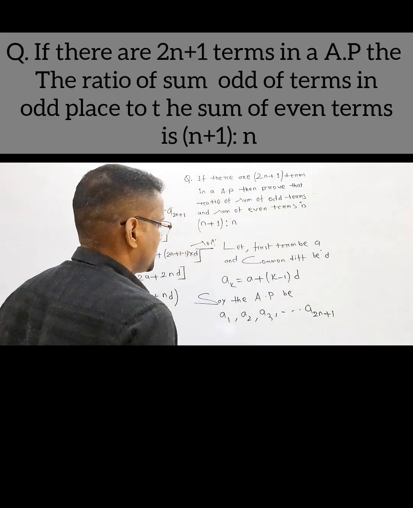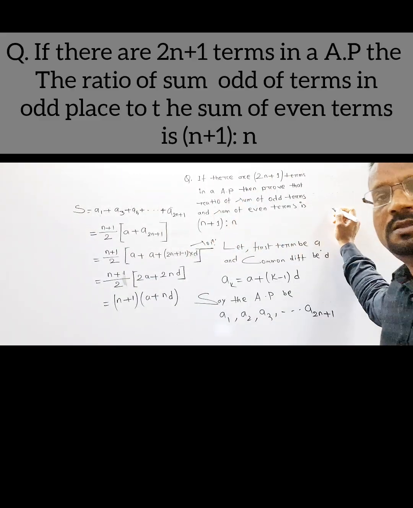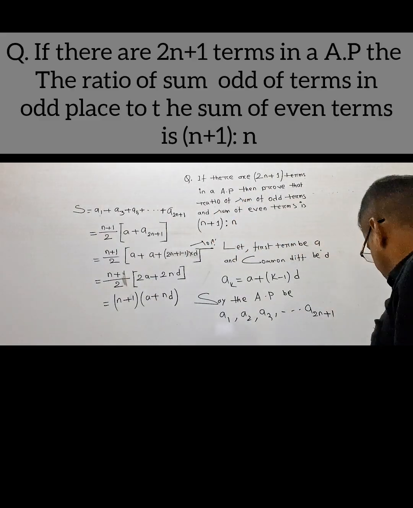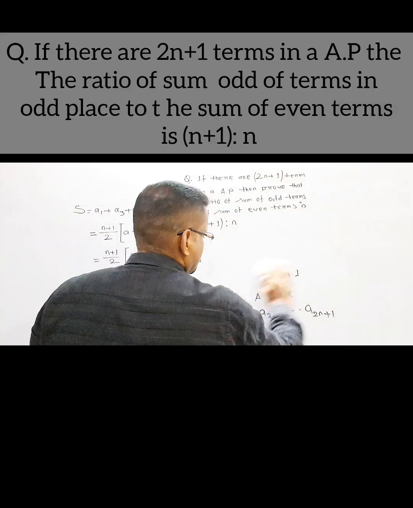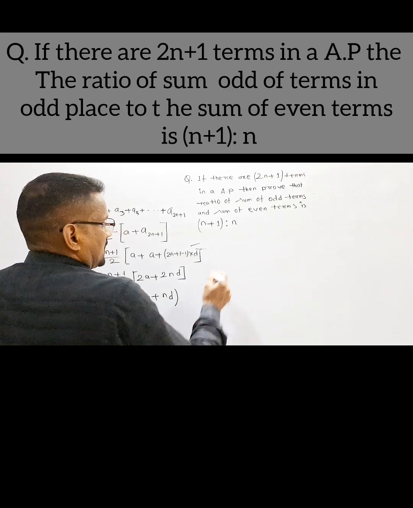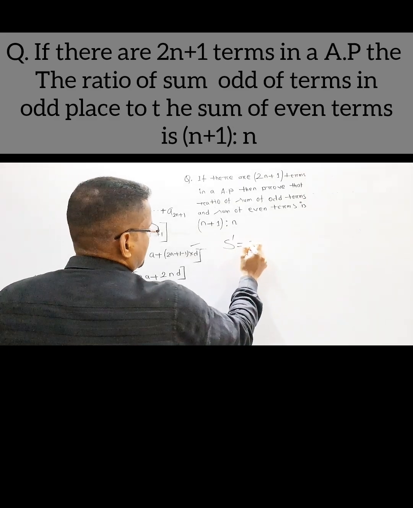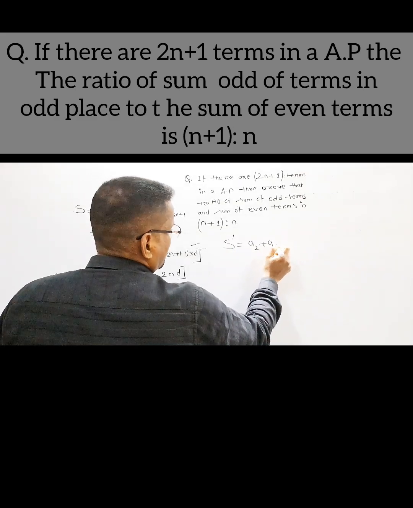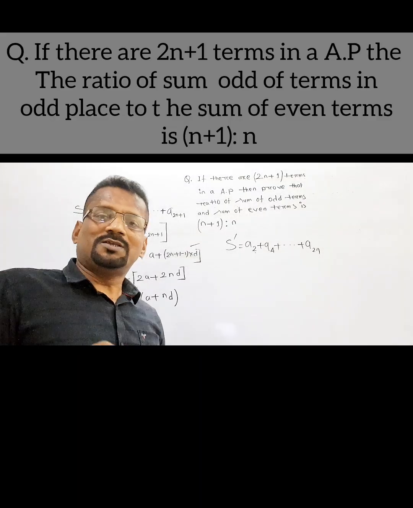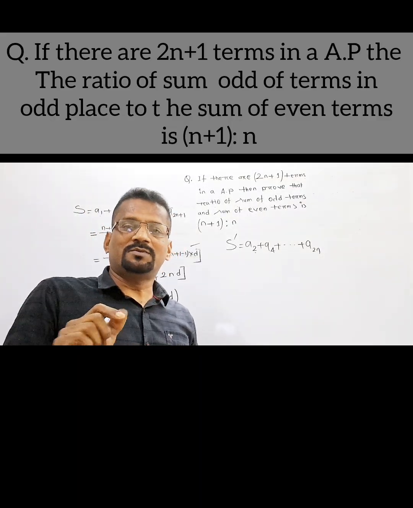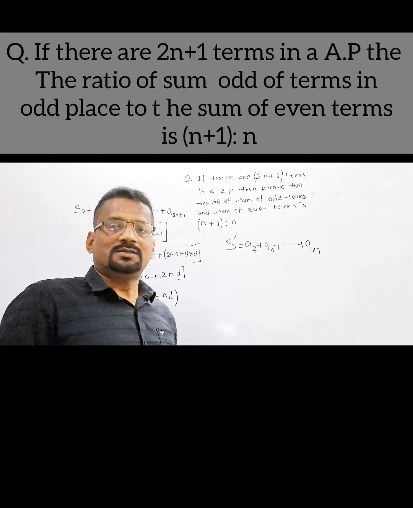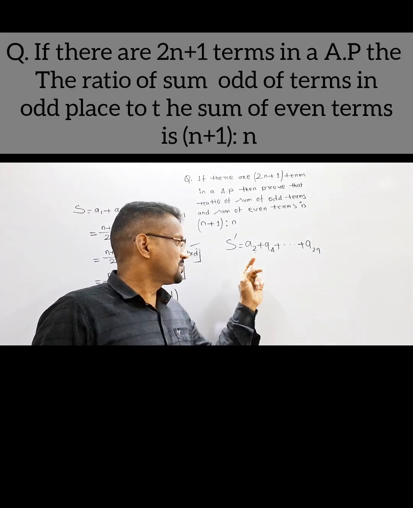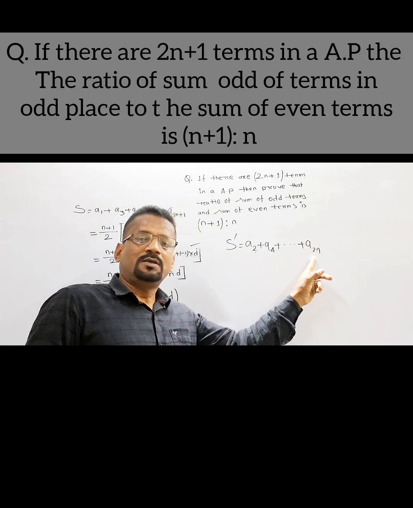Next, let us write the sum of the terms in even places. Let us denote it by S dash. Then S dash equals a2 plus a4 and so on up to a_(2n). Now we are just left to find the sum of terms in even places. Already the sum of terms in odd places we calculated.